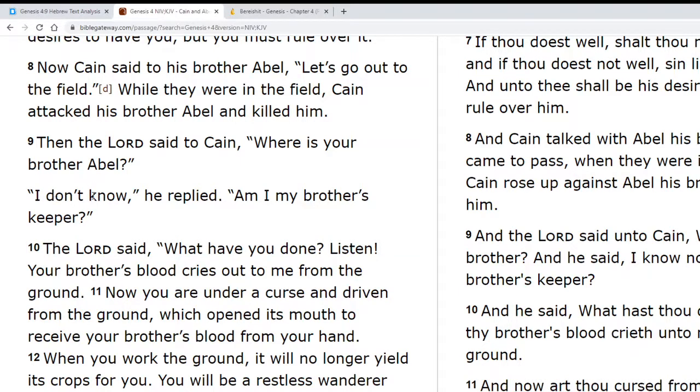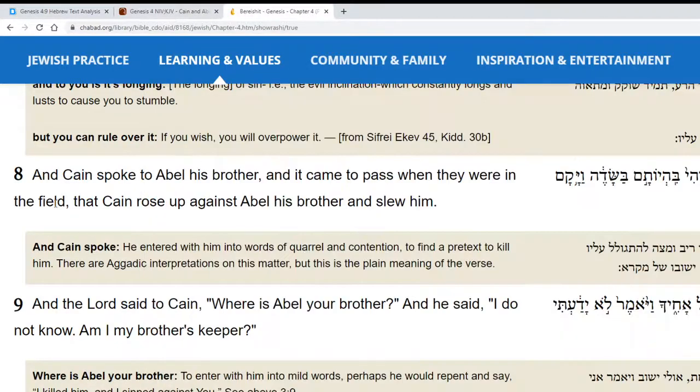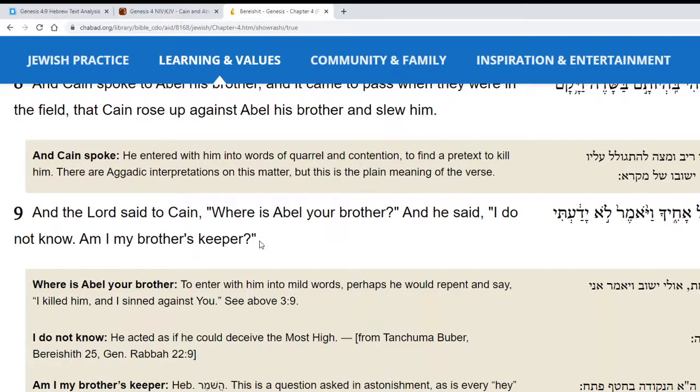And they're both translating I don't know in a slightly different way than the morphology here seems to have it. Anyway, I don't know. So, verse 9, Chabad: And the Lord said to Cain, where is Abel your brother? And he said, I do not know. Am I my brother's keeper?